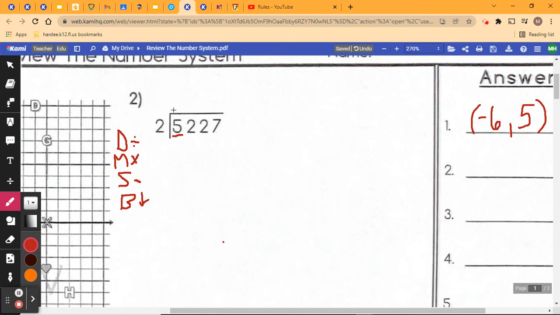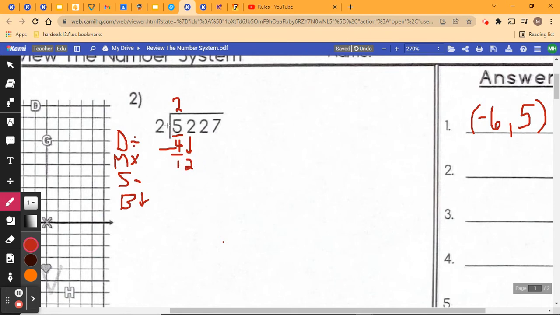Well, 5 divided by 2, the closest is 2. So I divided, then multiply. 2 times 2 is 4. Then I subtract. 5 minus 4 is 1. So copy this down. Okay, now I bring down the next number. Only bring down one number at a time. That's super important.